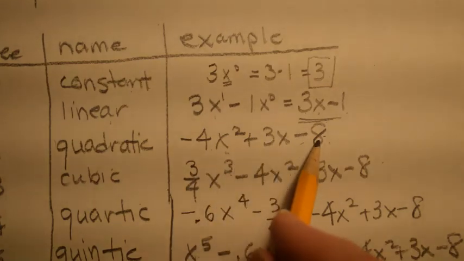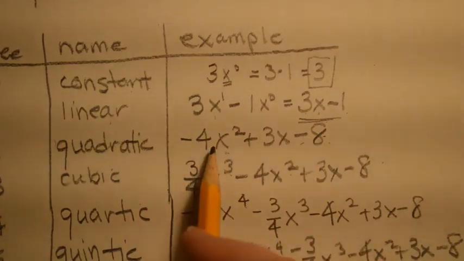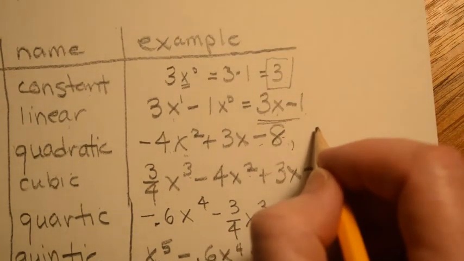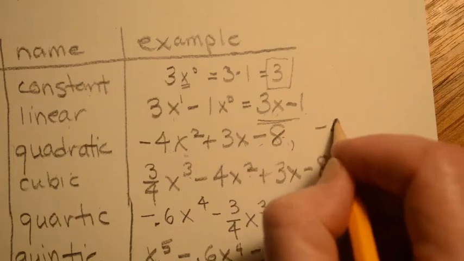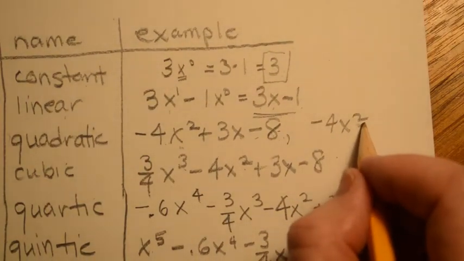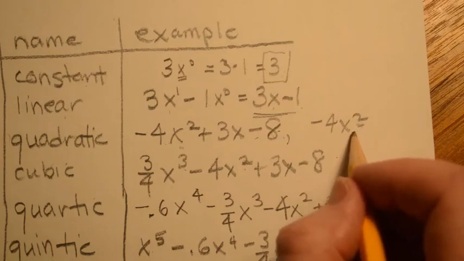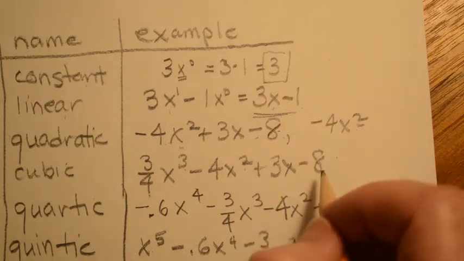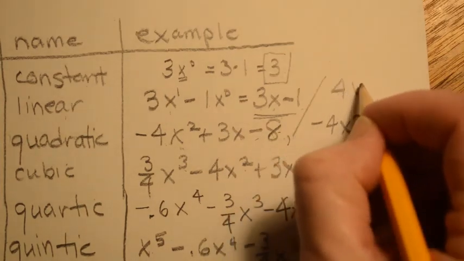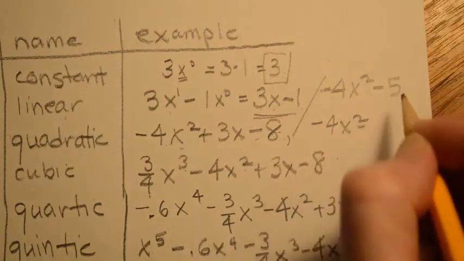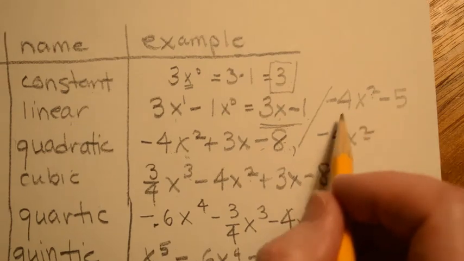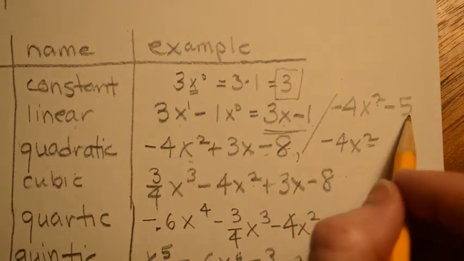This has 3 terms. It's a quadratic, but because it has 3 terms, we would call that a trinomial. But I could just as easily have given an example of a quadratic, for example, negative 4x squared. That's still a quadratic because its highest power is a 2, but there's only 1 term, so it's a quadratic that is a monomial. I could have also done negative 4x squared minus 5. There is a quadratic because its highest power is 2, but it is a binomial because it has 2 terms.